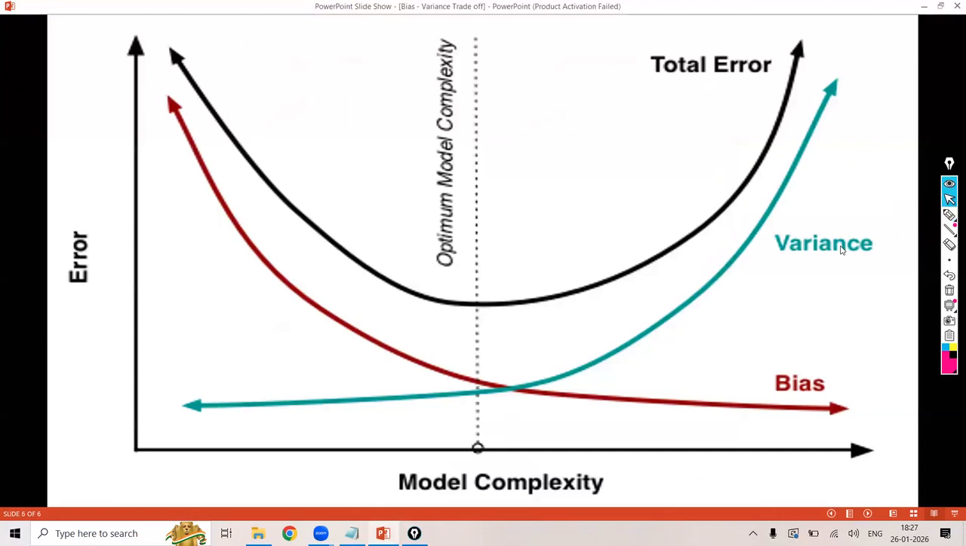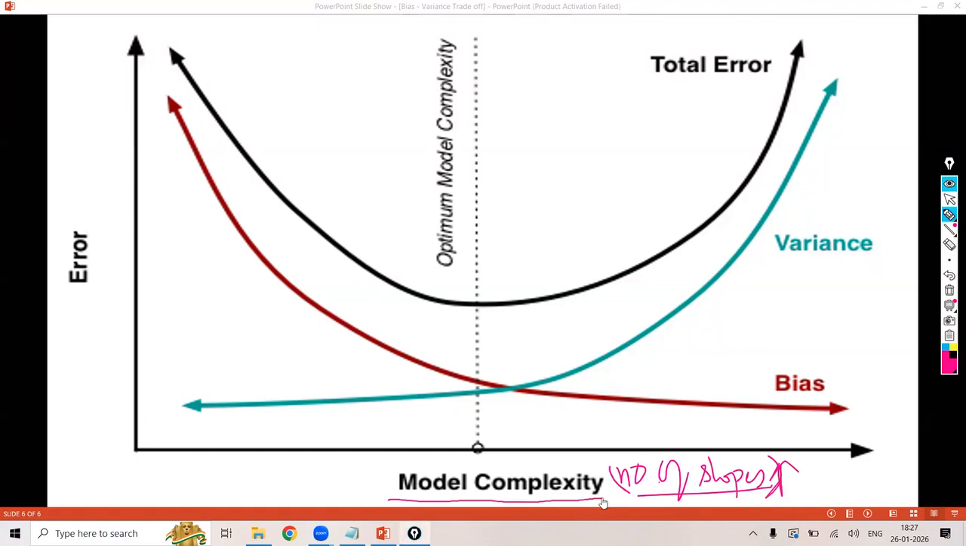One more diagram we have. What this diagram indicates is what happens as model complexity increases. Model complexity means the number of slopes, the size of the equation. We already discussed this in nonlinear regression. When you increase to degree 2, degree 3, degree 4, the number of columns increases. That means the number of slopes increases, the beta values increase. When the beta values increase, model complexity increases.